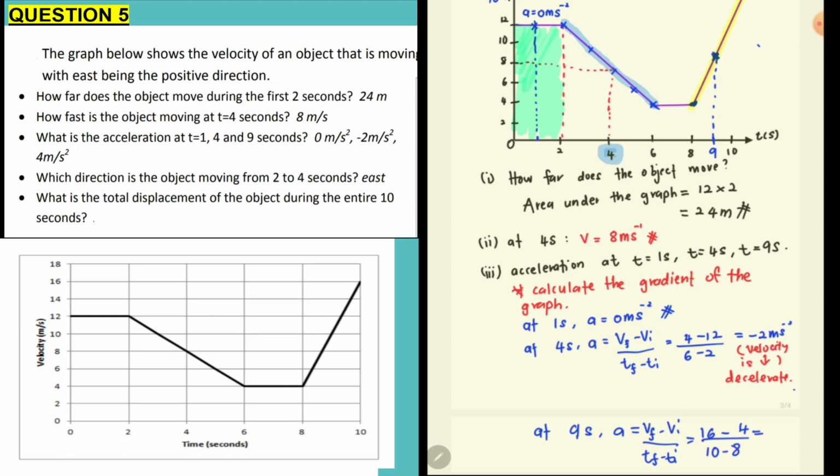So the answer is 16 minus 4, so 12 divided by 2 is 6. So the answer should be 6. Bukan 4. Ini soalan tu salah kat situ. 6 meter per second. We want at 9 seconds.